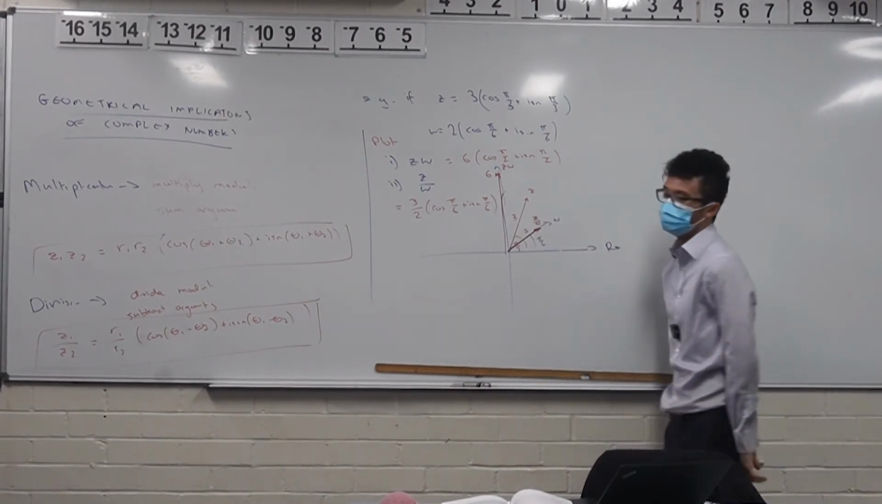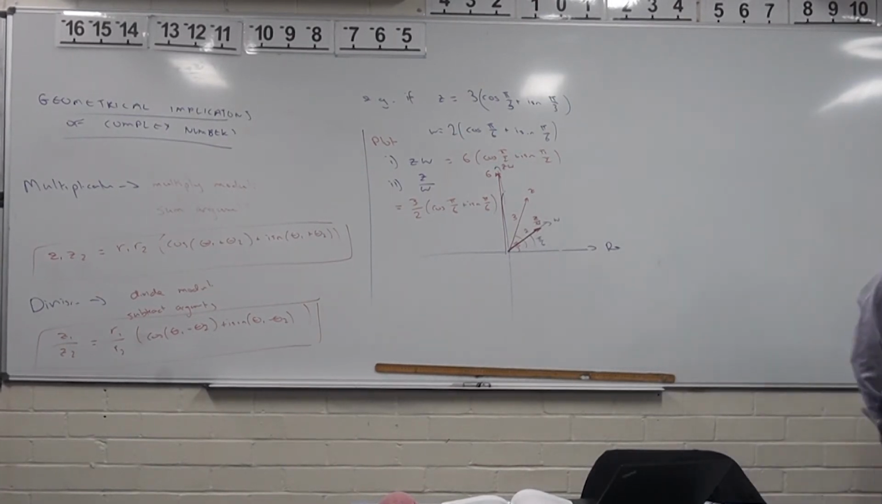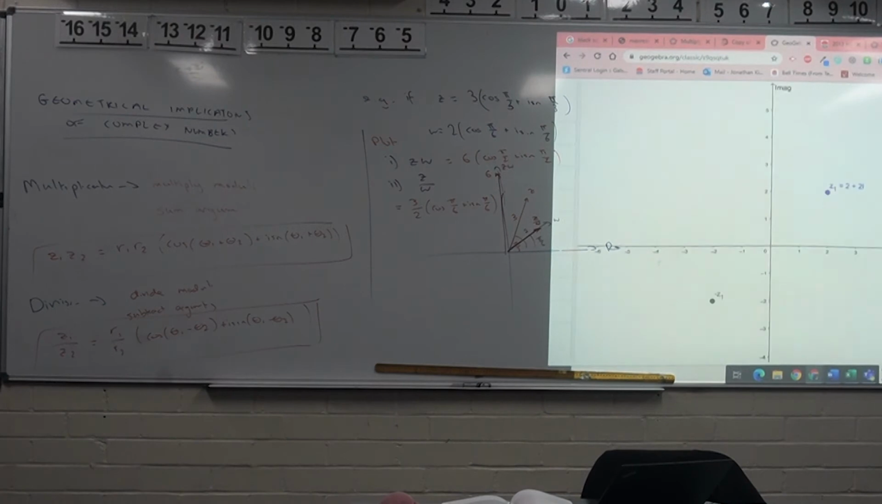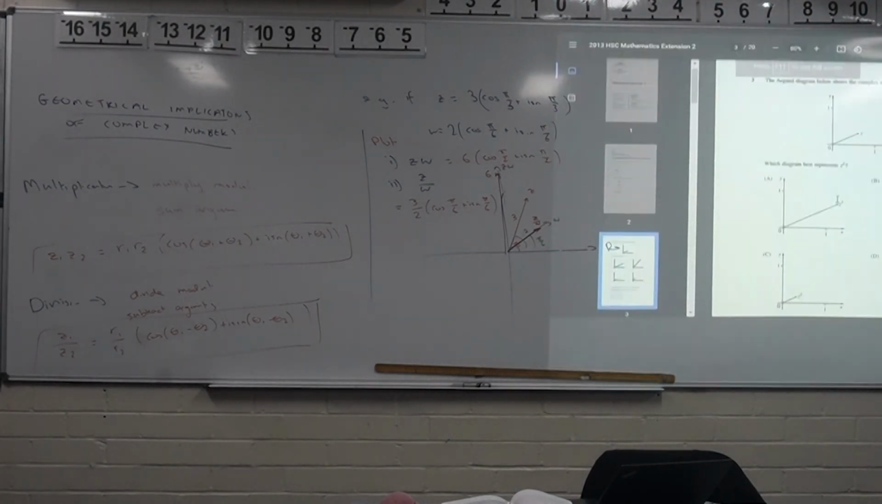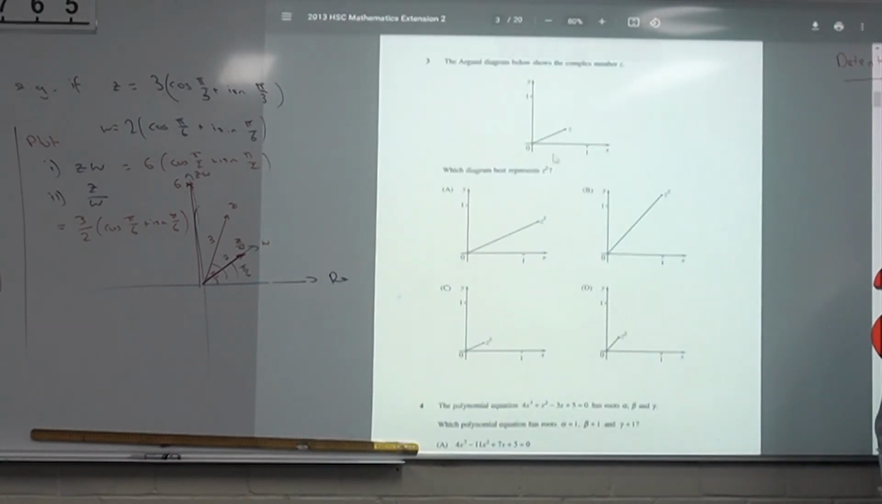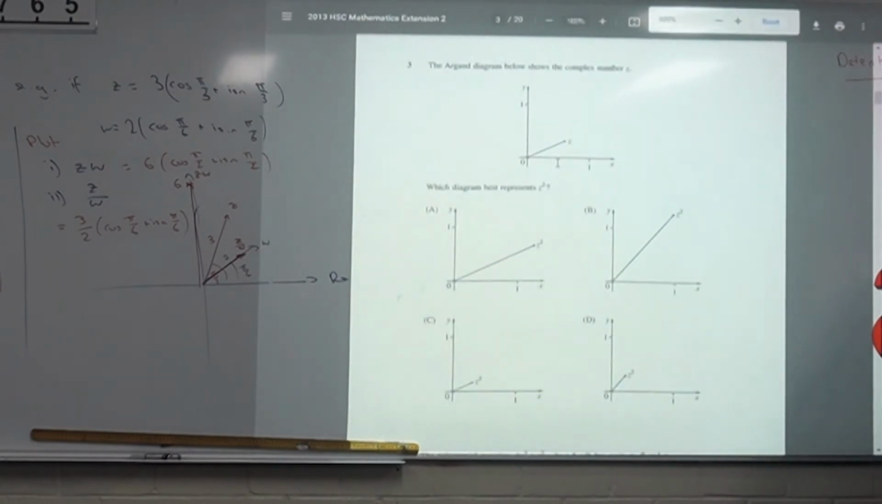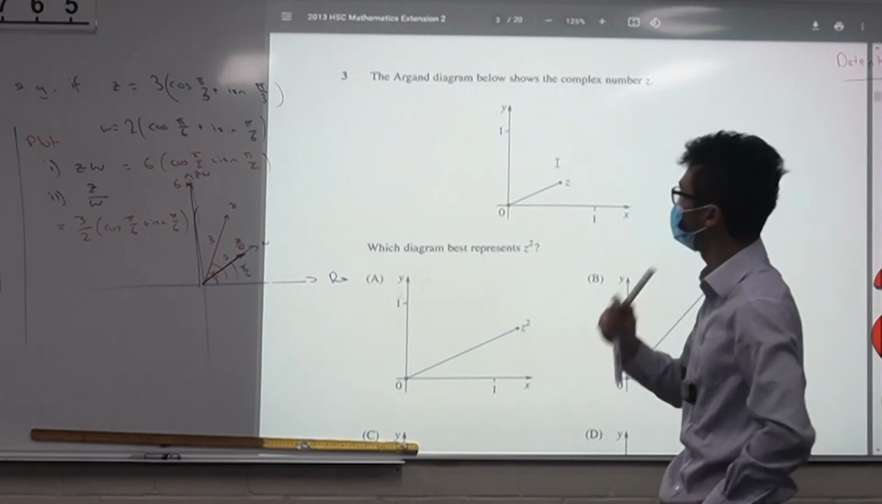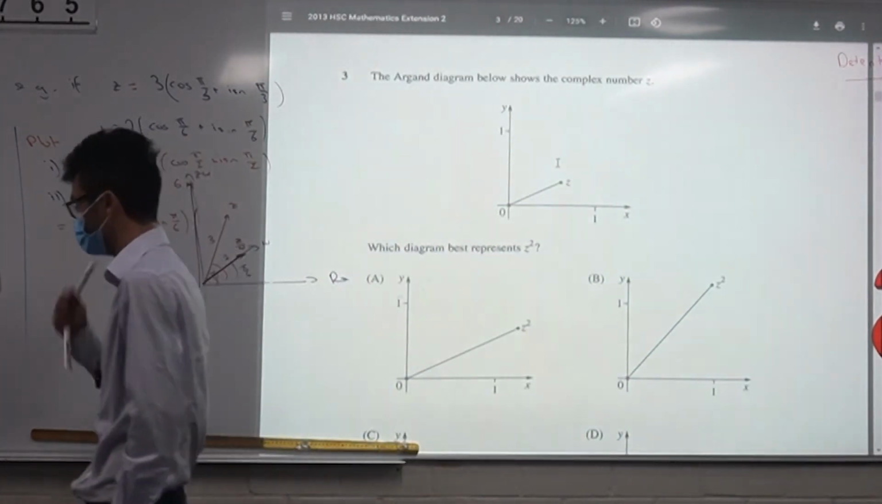What I want to show you though is just one last type of question before we go. It's actually from a 2013 HSC paper. So have a look at this one. The question says, hopefully you can read that, the Argand diagram shows the complex number Z. So they give you Z there.